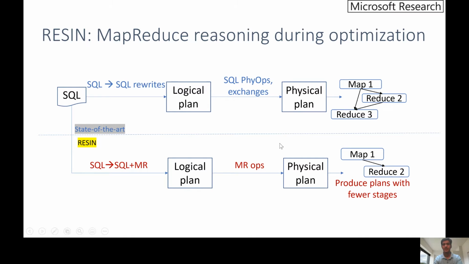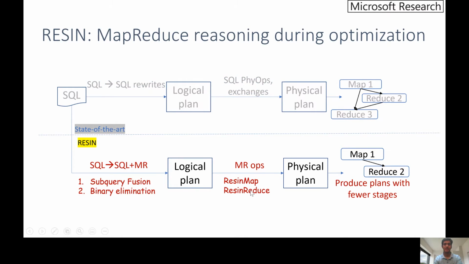What we propose instead is to change the optimizer so that you can do MapReduce reasoning right from the beginning. The goal of RESIN is to produce plans with as few stages as possible. To do this, we introduce new operators, a generic map operator and a generic reduce operator, all the way in the logical stage. And then we introduce new rules which try to pack in as many operators as possible into these generic map and reduce operators that we have introduced.